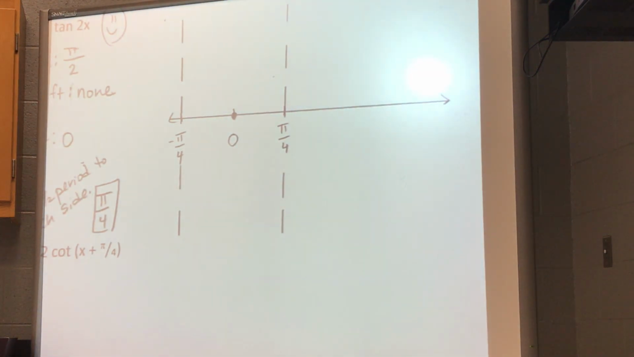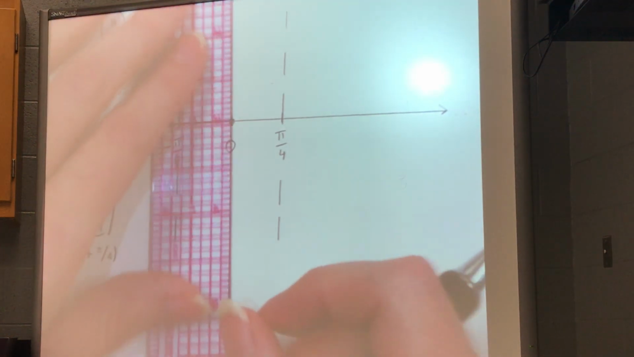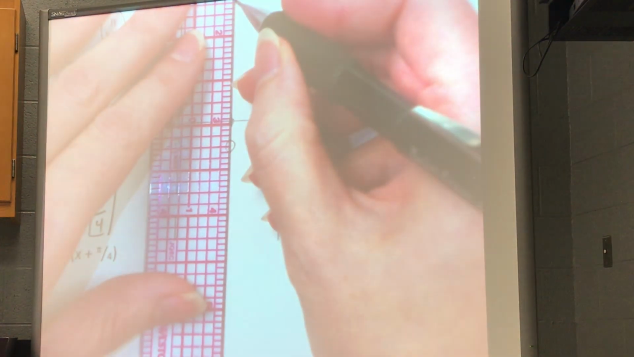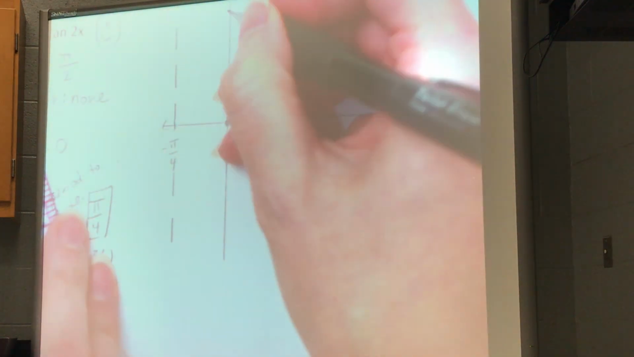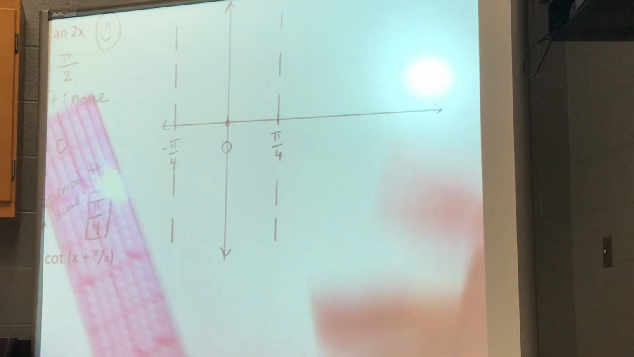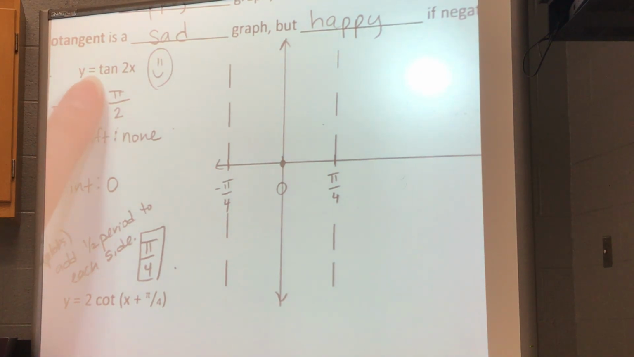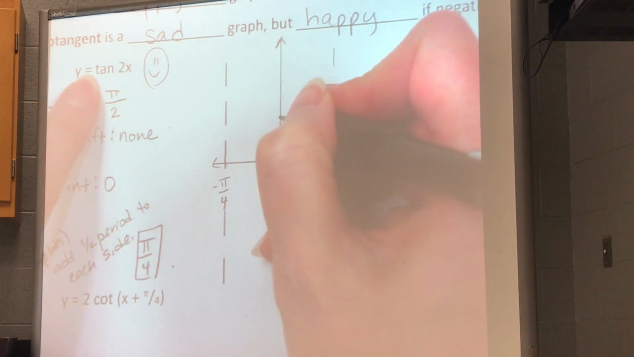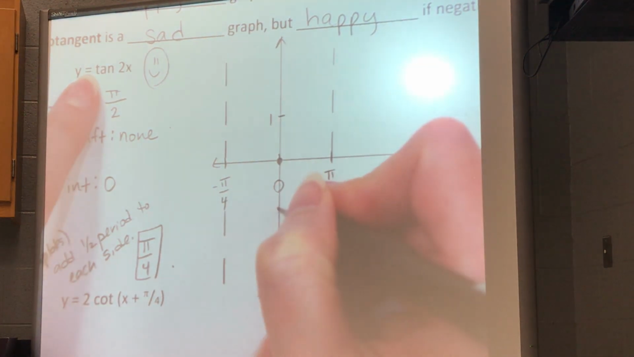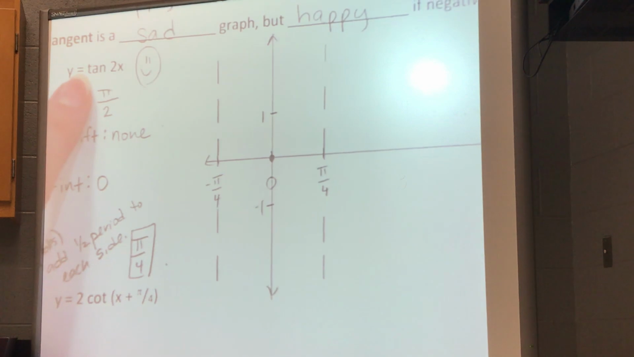X-intercept. What else is at 0? The y-axis. Alright, and then what's normally in front of tangent or cotangent or whatever is going to affect the steepness. So I do want to put that 1 and -1 on my y-axis.